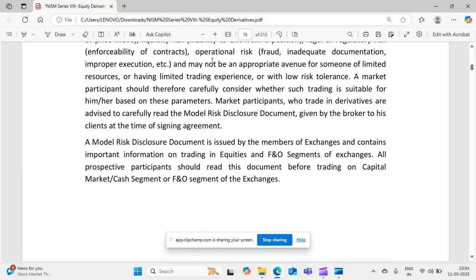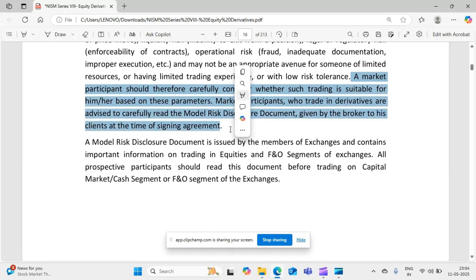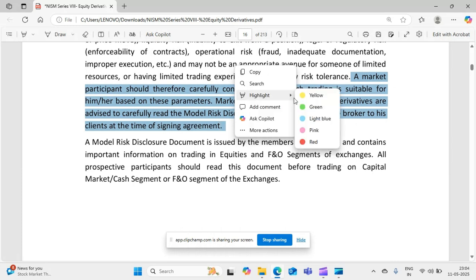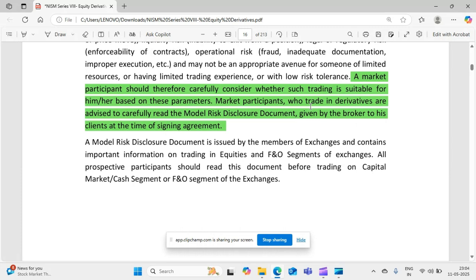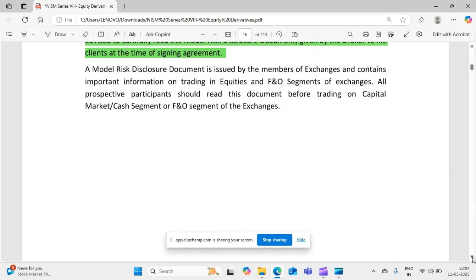So market participants should carefully consider whether such trading is suitable for them, and market participants who trade in derivatives must go through the risk disclosure document. That is something which is recommended. Everybody should go through this. It is issued by the exchange, and all prospective participants should read this document before trading in the capital market, cash market, or FNO segment. FNO stands for futures and options. I'm sure you know that, but I've just told you here.